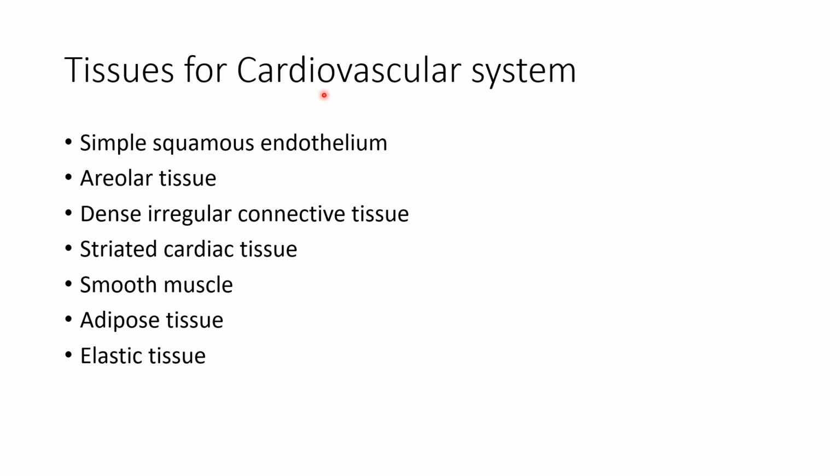So there are tissues that you need to know to understand the cardiovascular system. You do need to understand the simple squamous endothelium. Simple meaning one, squamous flat, endothelium, endo meaning inside, lining. The areolar is loose irregular connective tissue. The dense irregular connective tissue, which I showed you earlier, is in the tunica adventitia.